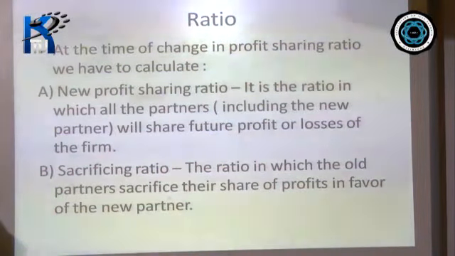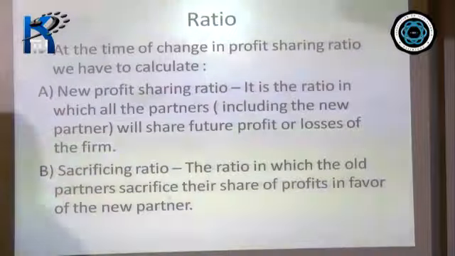Any partner is coming into the firm with an aim of earning profit. So, the profit has to be given to the new partner. Now, who is going to give the profits to the new partner? The existing partners. For example, A and B were already in the firm. C enters the firm. So, A and B, out of their shares, will sacrifice something and give it to C. Whatever C gets will be his share.